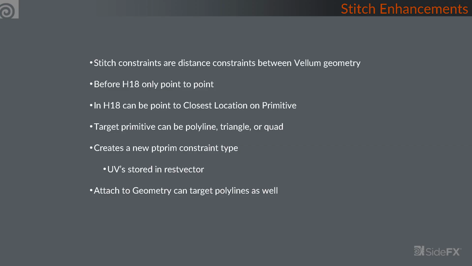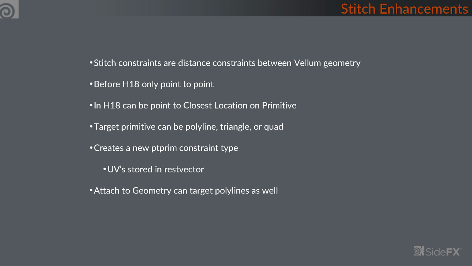We've also made some enhancements to the stitch constraints in Houdini 18, which, just as a reminder, are distance constraints between pieces of vellum geometry. And before Houdini 18, that could only be point to point. So you could constrain one point on a piece of cloth to another point on either the same or a different piece of cloth. But you couldn't, for example, constrain that point to the middle of a quadrilateral on that cloth, which just ended up being fairly limiting when you were trying to, say, attach a pocket or something to the middle of a shirt.